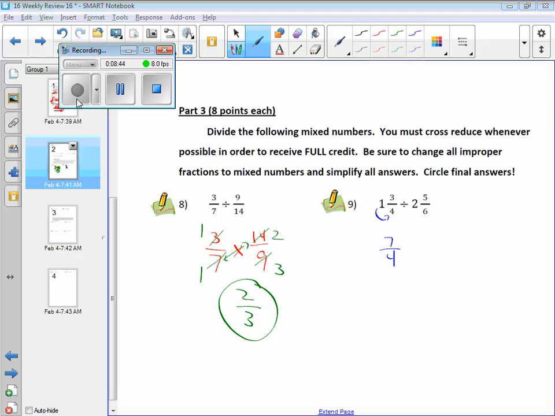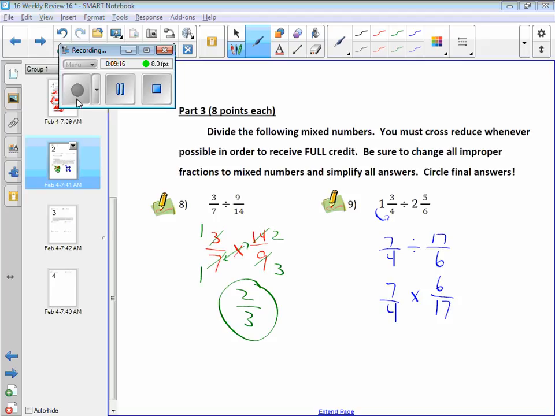Keep division. We're not going to do keep, change, flip yet. 2 times 6 is 12, plus 5 is 17 over 6. Okay, now we'll do keep, change, flip. Keep this as 7/4. Change division to multiplication. And flip 17/6 to 6 over 17.